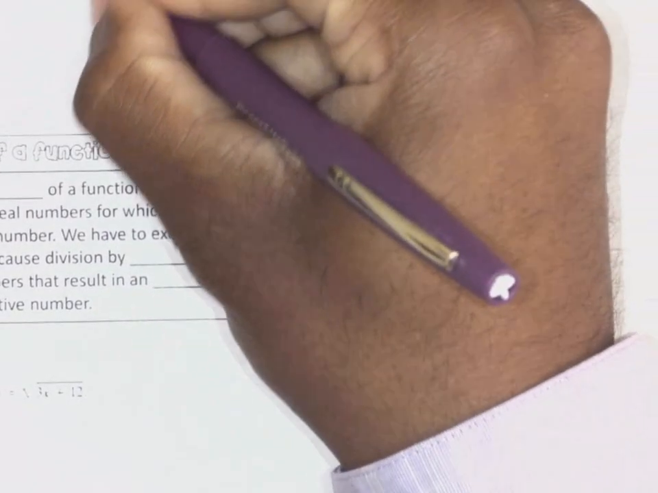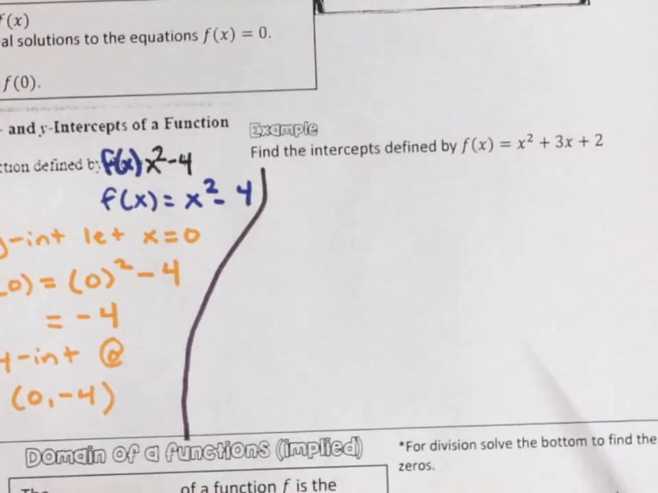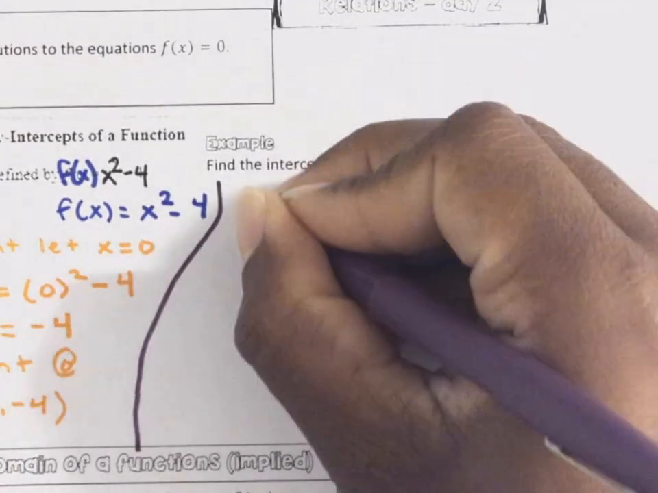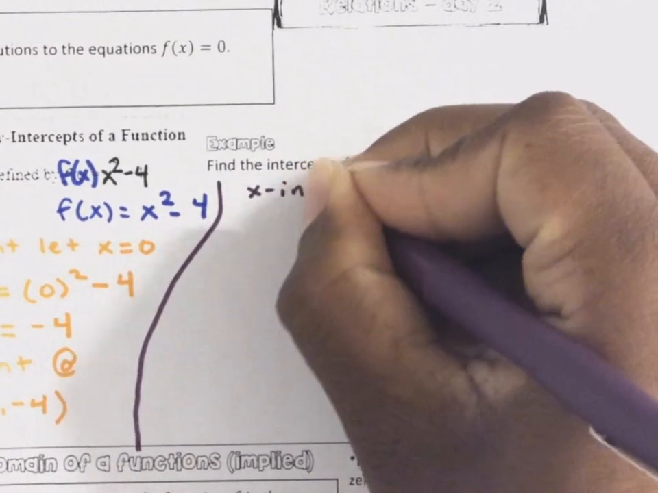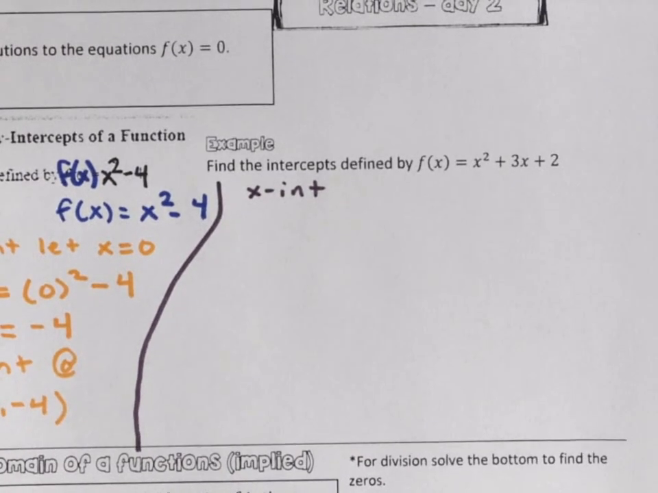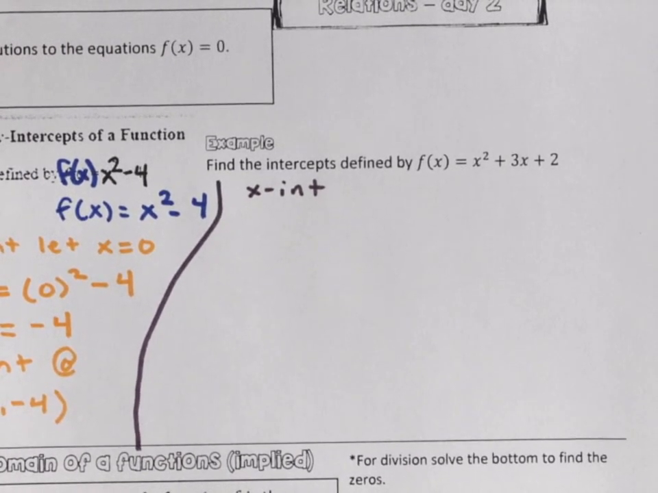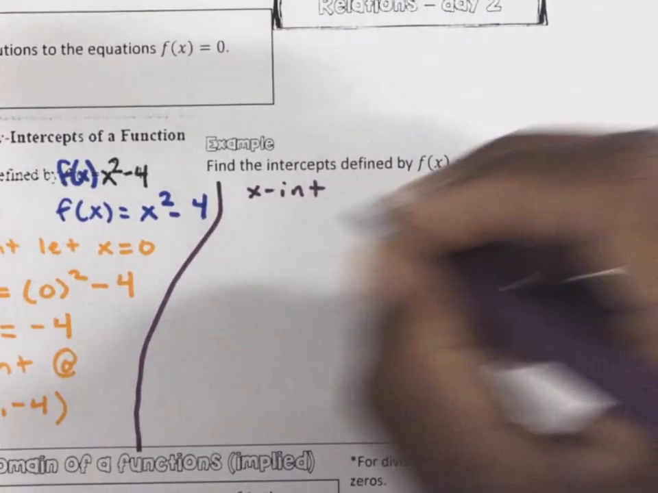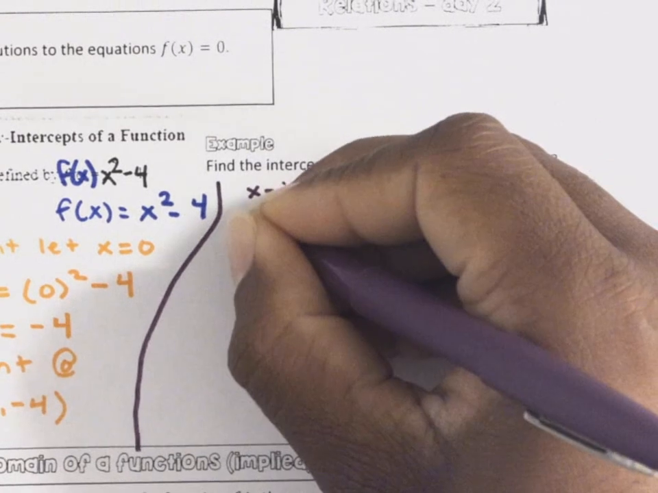All right, let's do this again. So we want to find the intercepts, new function. Let's first find the x-intercept again. What do I do to find the x-intercept? What did we do last time? Set it equal to 0, or we let y equal 0. So we set it equal to 0.